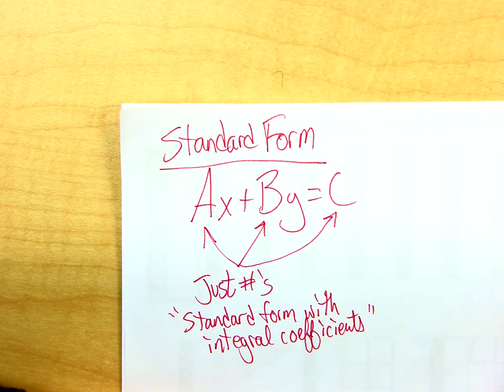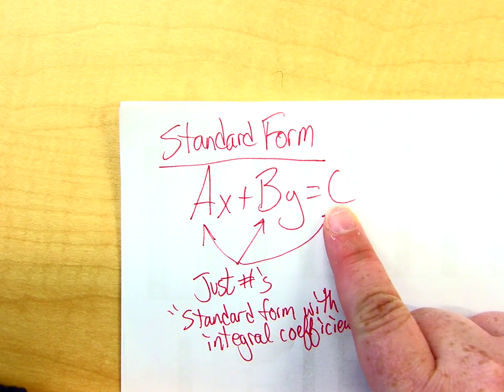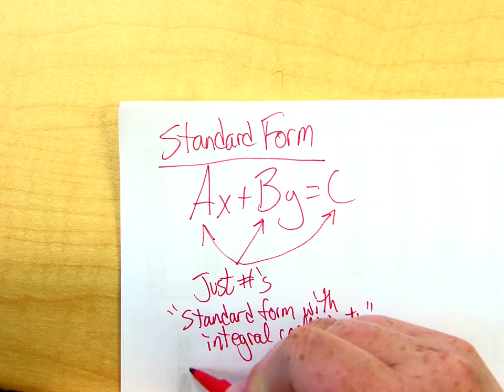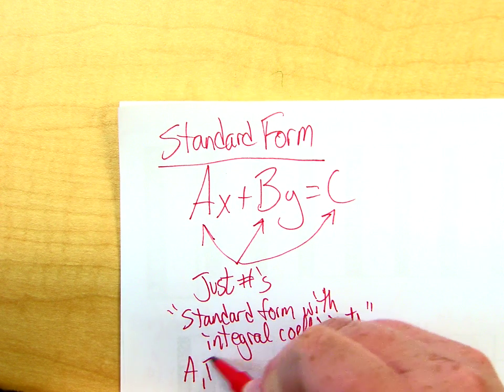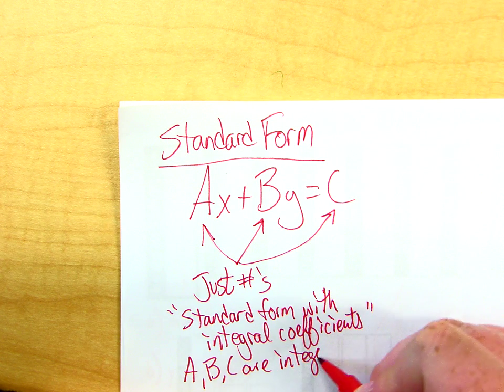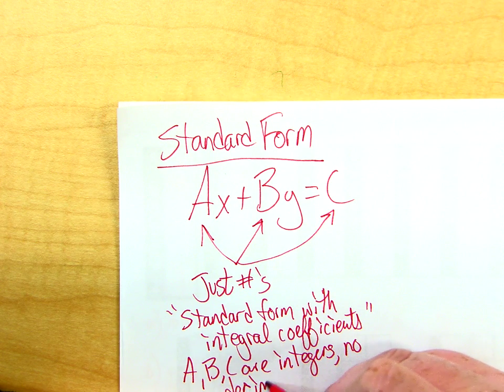Perfect. Nice. When you are asked to give an equation in standard form with integral coefficients, it means that A, B, and C just have to be integers. No decimals, no fractions, okay? So that means A, B, C are integers. No decimals, no fractions.